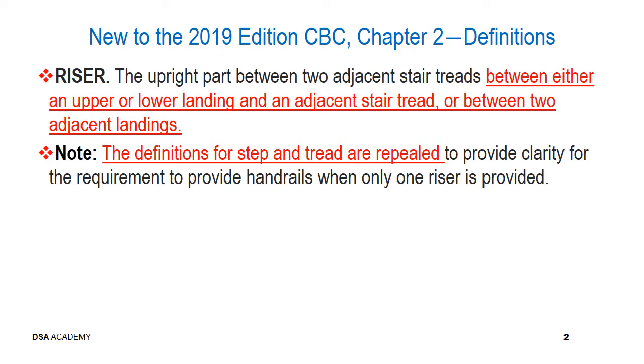A definition that has been amended and is reflected in the 2019 edition of the California Building Code under Chapter 2, Definitions, is that for riser. The amended definition states, a riser is the upright part between two adjacent stair treads, between either an upper or lower landing and an adjacent stair tread, or between two adjacent landings. The definitions for step and tread have been repealed to provide clarity for the requirement to provide handrails when only one riser is provided.